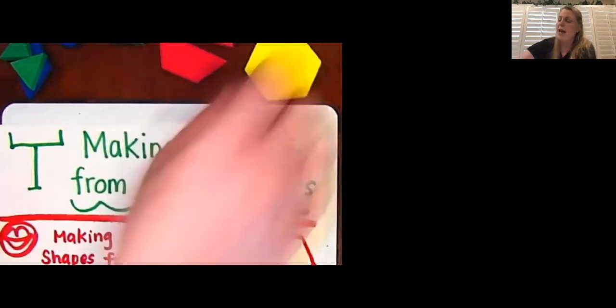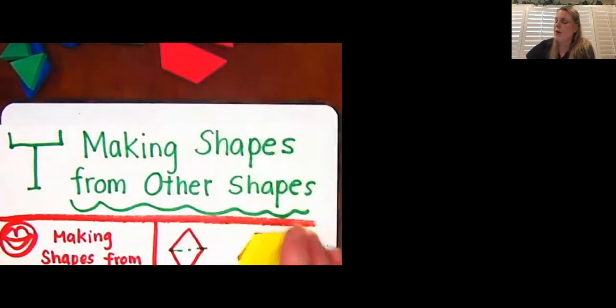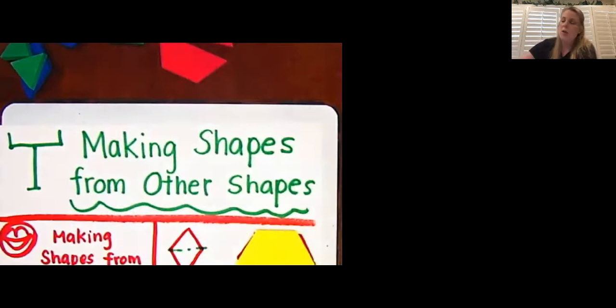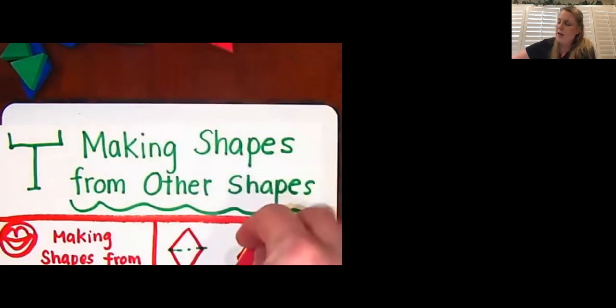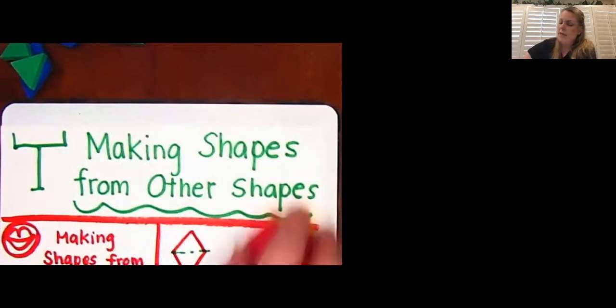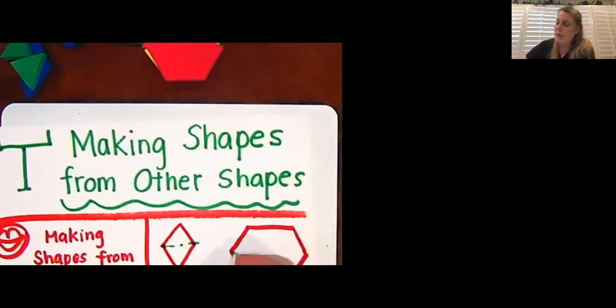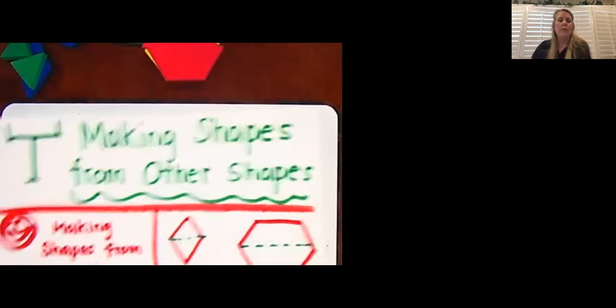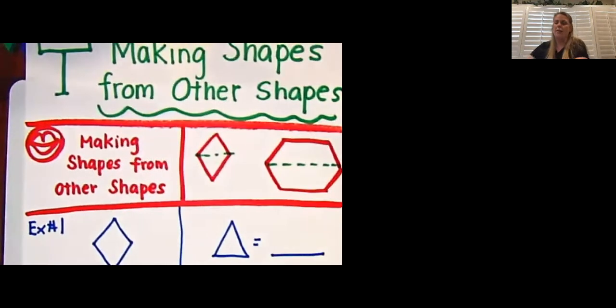Our next shape is a hexagon, right? So if we have our hexagon and it looks like this, what two shapes make that hexagon? Our trapezoid. So if we cut it in half, two trapezoids equal a hexagon. Two, two, two. Pretty easy, right? And fun.